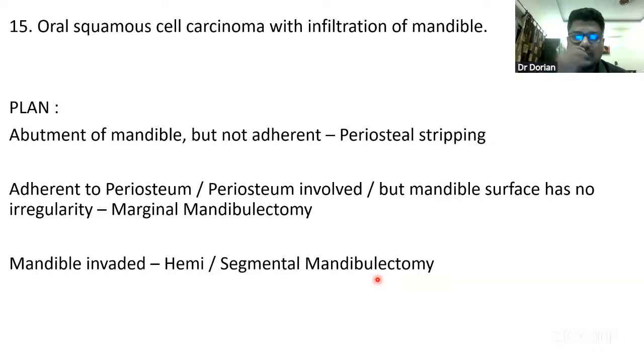Okay, so this is the concept for oral squamous cell carcinoma with regard to the mandible. Only abutment, periosteal stripping; adherent to the periosteum, marginal mandibulectomy. If mandible is invaded, hemimandibulectomy or segmental mandibulectomy. You always have to stay one step ahead of the cancer.